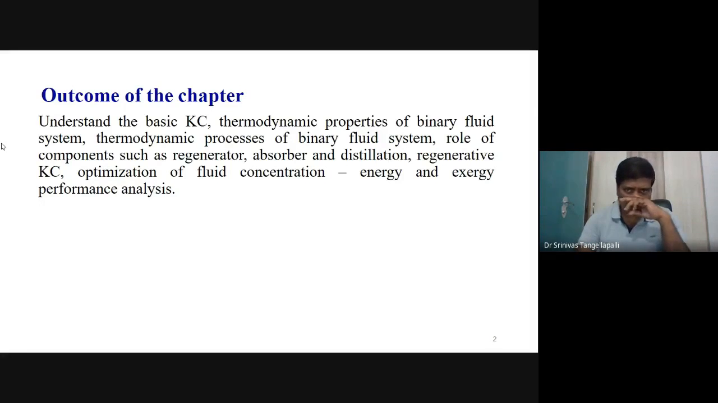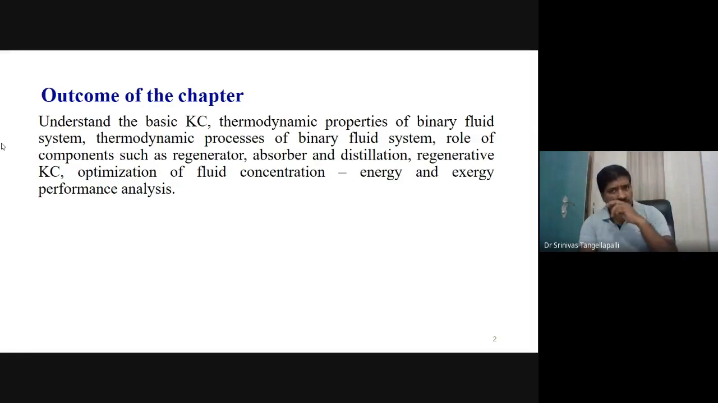After finishing the introduction on thermodynamic properties, I'm going to explain the thermodynamic process. This process also differs compared to the earlier studied thermodynamic processes. For example, in your thermal engineering subject, you might have studied adiabatic process, isentropic process, isenthalpic process, isothermal process, etc. But the formulation and the solution of those thermodynamic processes are completely different compared to the processes involved in the binary fluid system.